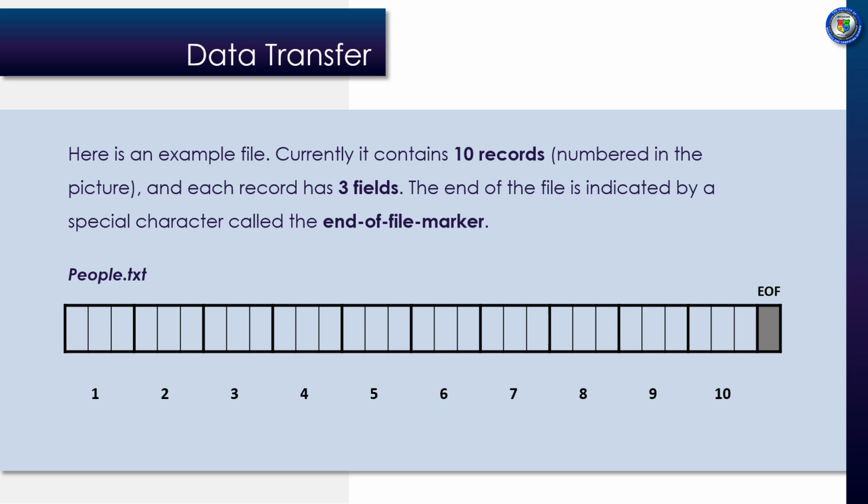Let's look at an example file. Currently this file contains 10 records numbered as we can see in the picture, and each record has 3 fields. The end of the file is indicated by a special character called an end of file marker.